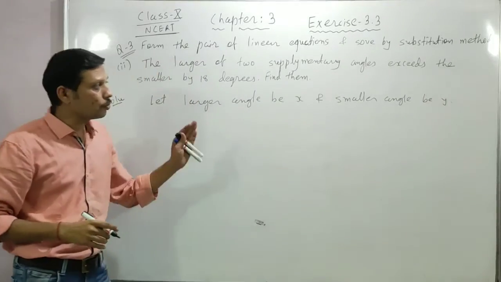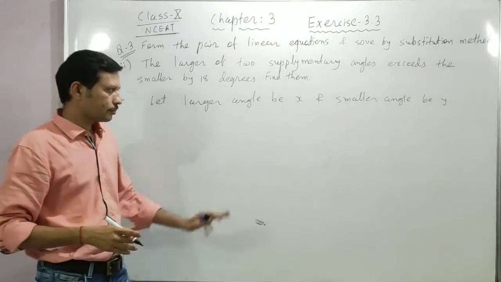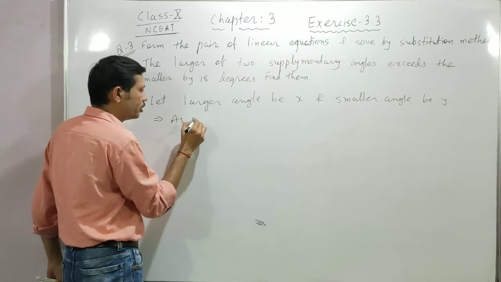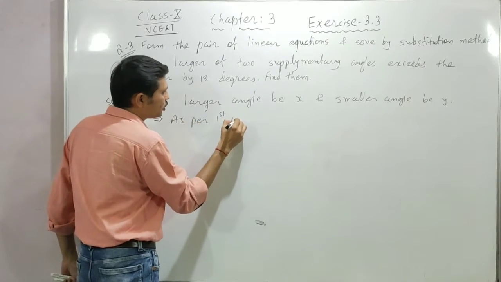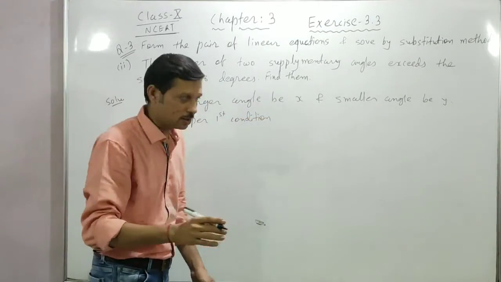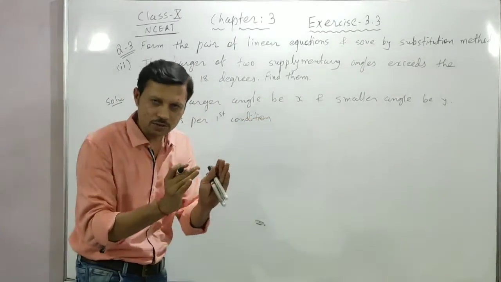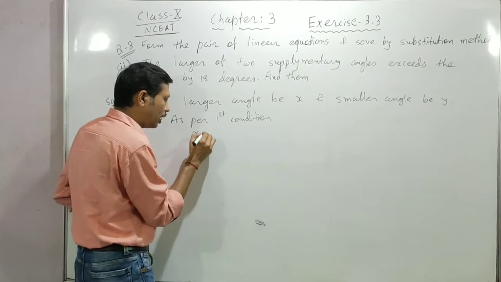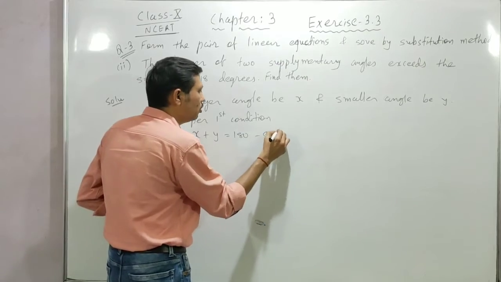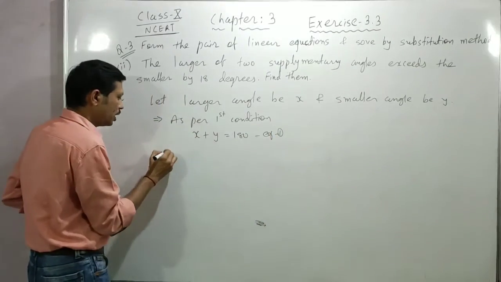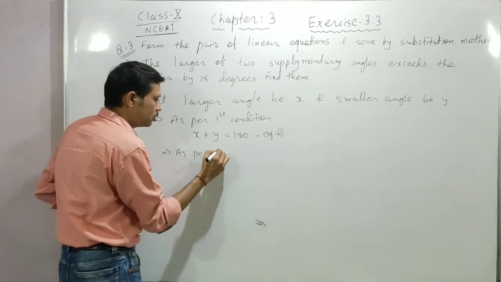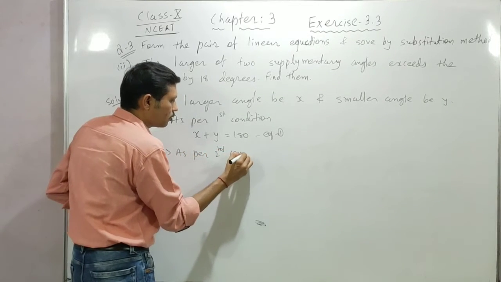Now both these angles are supplementary angles, so we can get the equation easily. As per the first condition, both are supplementary angles, that means the sum of these angles is 180. So I will write angle x plus angle y is equal to 180. That's my equation number 1. Clear? Now, as per the second condition.